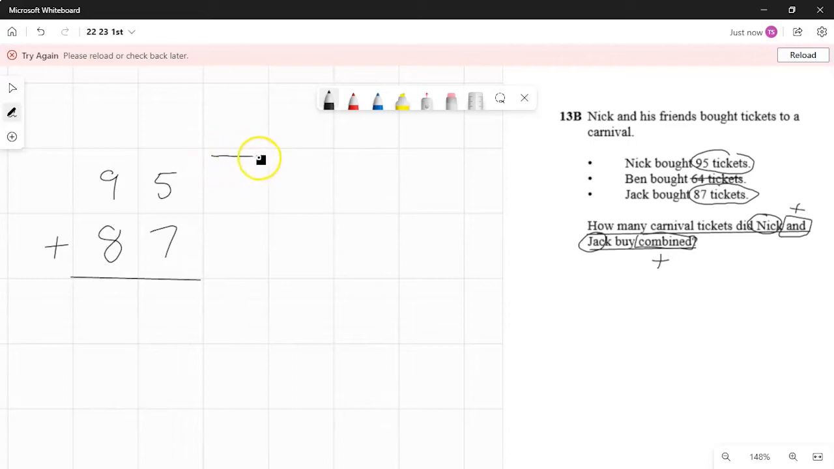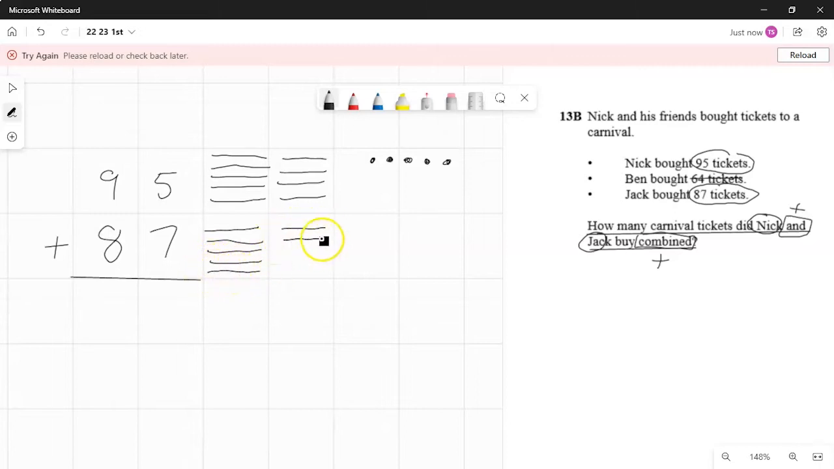So that's 10, 20, 30, 40, 50, 60, 70, 80, and 90. And then 5 would be 1, 2, 3, 4, 5. And then 87, I'll model that. That's 10, 20, 30, 40, 50, 60, 70, and 80. And then the 7 would be 1, 2, 3, 4, 5, 6, 7.